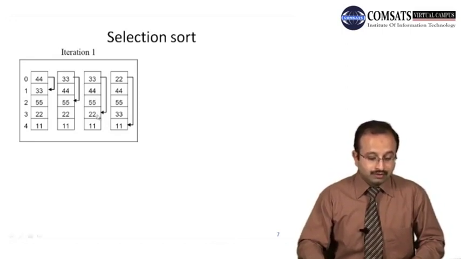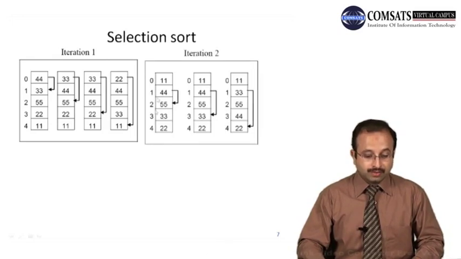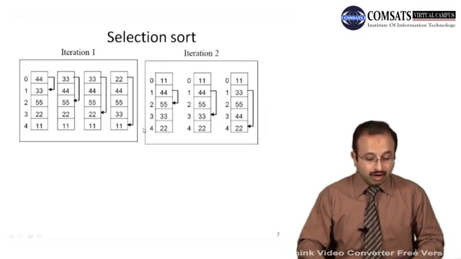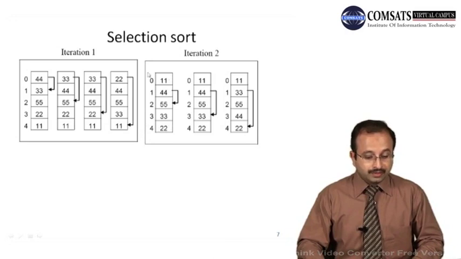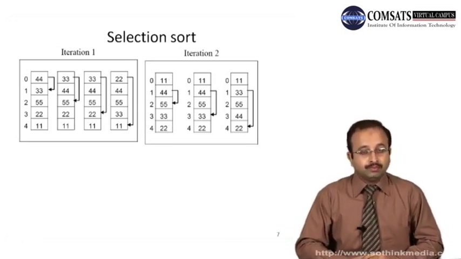When we compare it with 22, 22 is smaller than 33, so we have to perform swapping. 22 comes over here and 33 goes over here. Then the 0th index element, that is 22, is compared with the 4th index element, and the 4th index element is smaller, so this swapping is performed: 11 comes to the 0th index and 22 goes to the 4th index. Now this is the execution of the first iteration of the outer for loop.